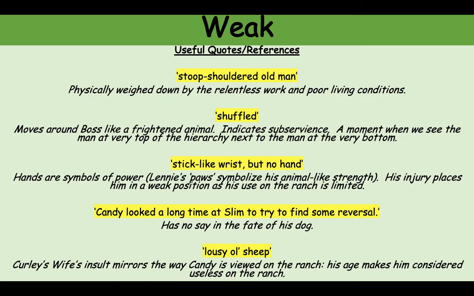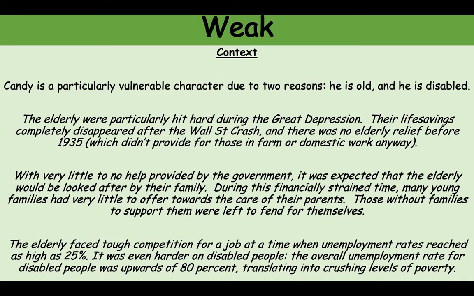And even Curly's wife, who is another weak member on the ranch, says that he is a lousy old sheep. And that insult really mirrors the way he is viewed on the ranch, or maybe even just in general in society, because his age makes him to be considered useless, at least on the ranch. So when you're talking about context, you'll want to note that Candy is particularly vulnerable for two reasons. One, that he is old, and the other because he is disabled. And that very much links to how vulnerable the elderly and the disabled were in 1930s America.